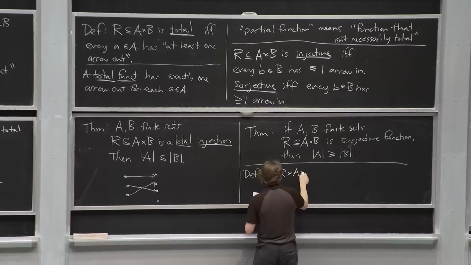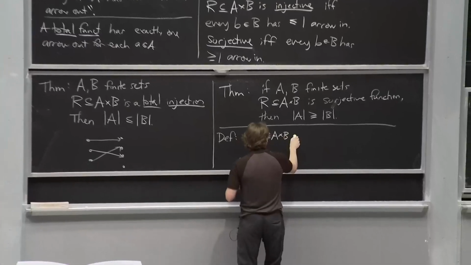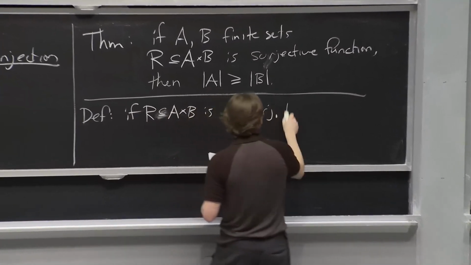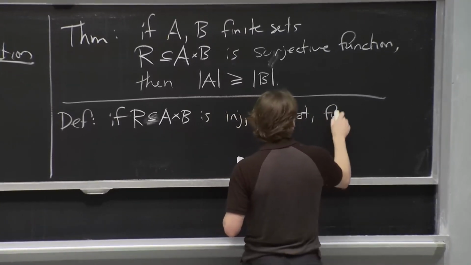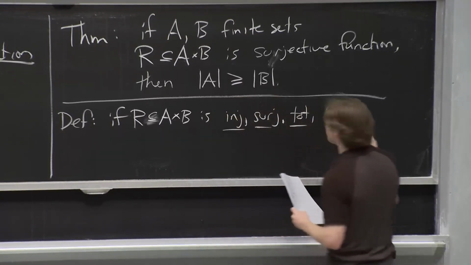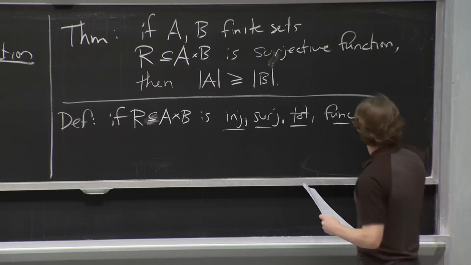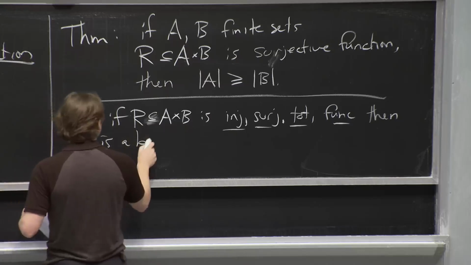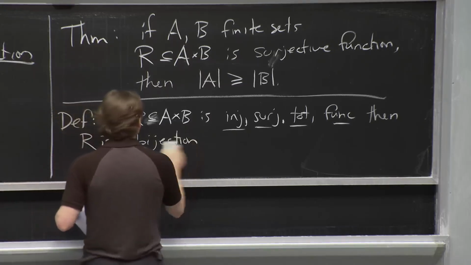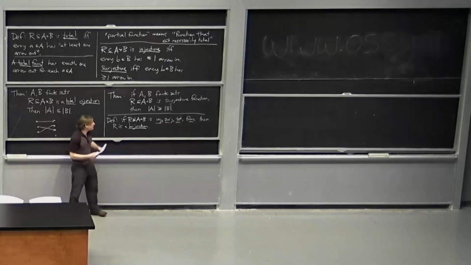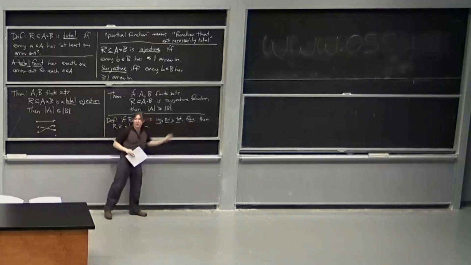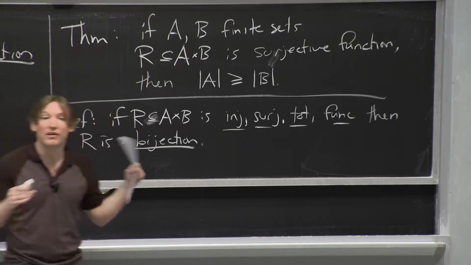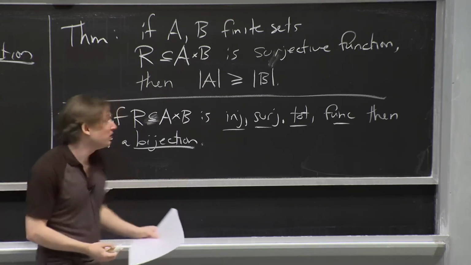if R is injective, surjective, total, and a function, if it has all four of these properties, then we say that R is a bijection. So that's the definition of bijection. Bijection means you have all four of these nice properties. To summarize, everything on the left has exactly one arrow out. Everything on the right has exactly one arrow in.